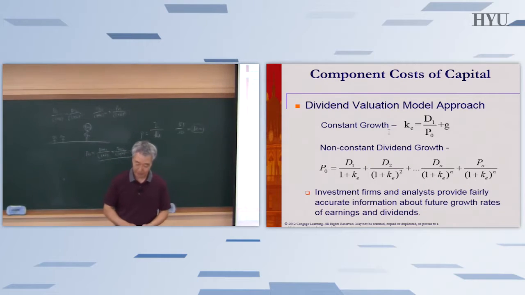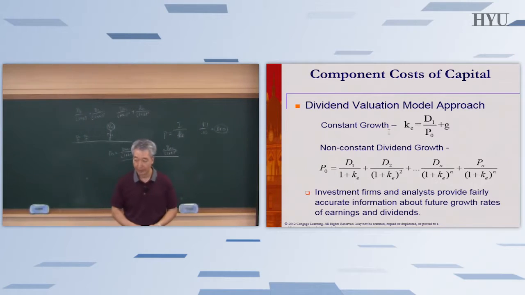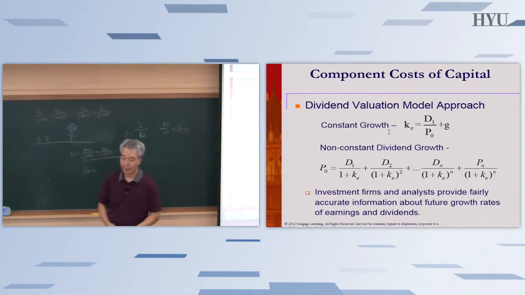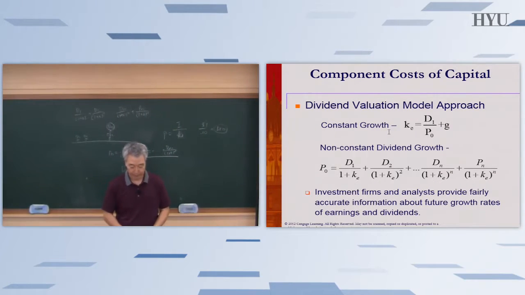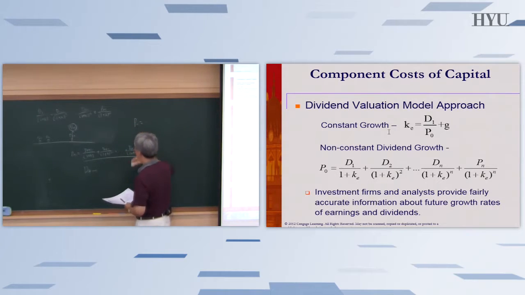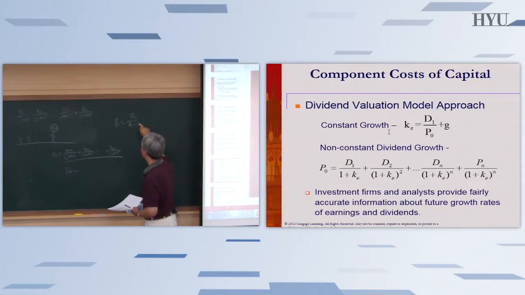So here we have an assumption that the dividend grows at a constant rate of G. We know the current dividend, D0, and if we assume that this dividend will grow at a constant rate, then we can calculate the value of this stock exactly. That formula was what? P0 equals D1 divided by K minus G. Sorry, G.